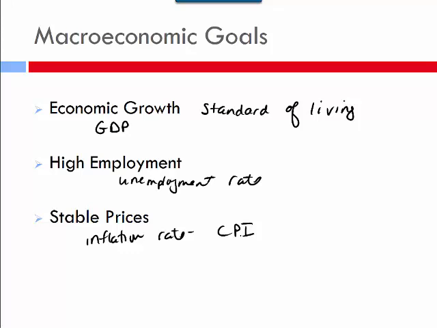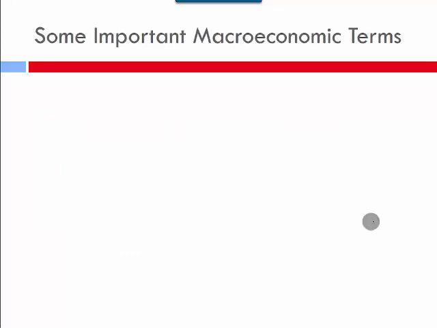When we get into this section, we're going to first talk about how we measure each of these things. Once we understand how they're measured, we'll move on to some of the policy things, fiscal and monetary policy. Once we know how to measure them and we know what our goals are, then we look at the policies we use to achieve those goals.